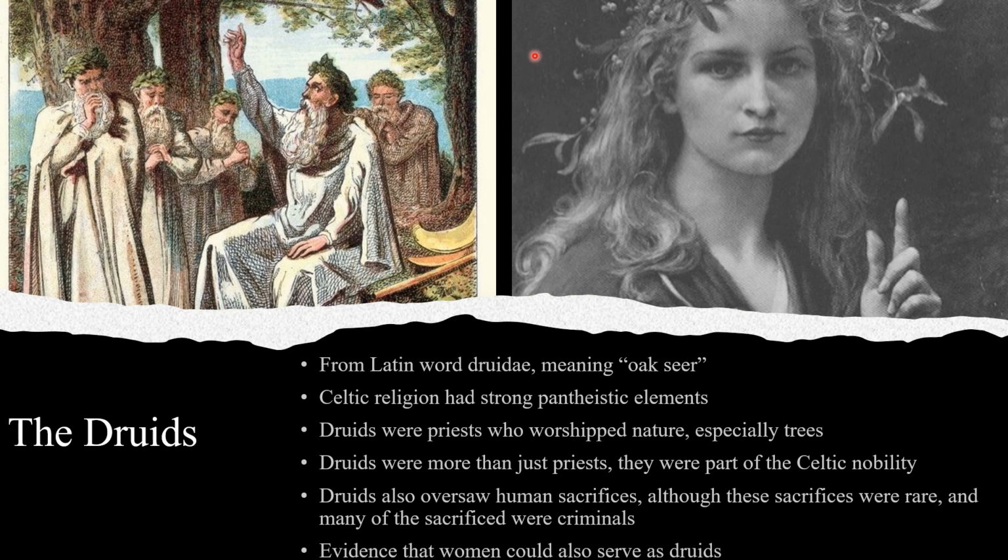But the Druids were more than just priests. They were part of the Celtic nobility. They were said to be able to see the future. They were almost like the scientists and philosophers of the Celtic people, which is why they've often been portrayed similar to how Greek and Roman philosophers are portrayed. They would have worn white cloaks to separate them from everyday Celts who preferred to wear bright colors and patterns.